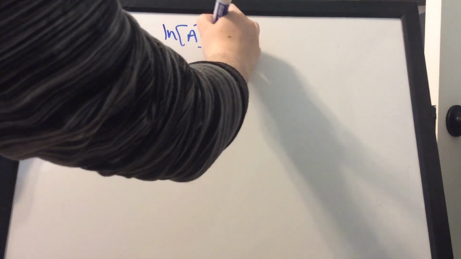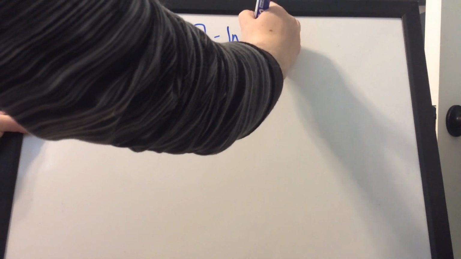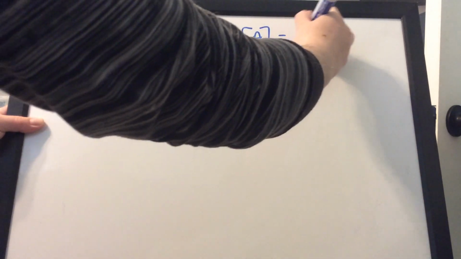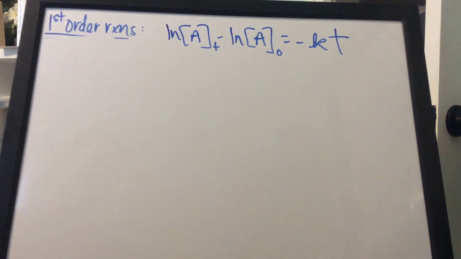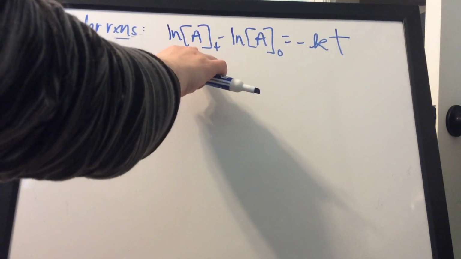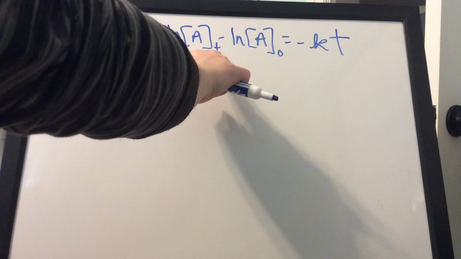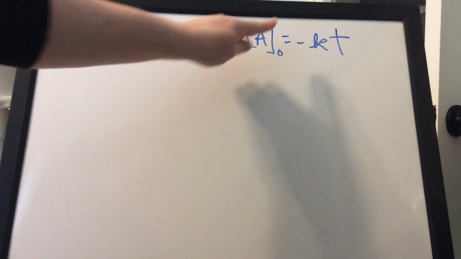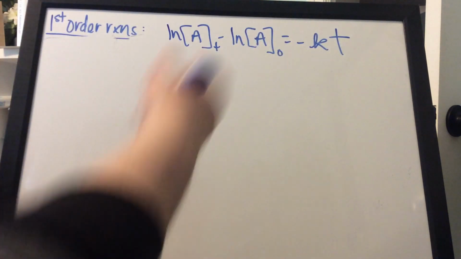And now we're going to talk about graphically what I can do to this. I'm going to rewrite this. Okay, now hear me out. I will explain to you why I'm going to do this. I'm going to solve this equation for the natural log of the concentration of A at time t. All right, so I want this by itself, which means I'm going to take this piece over to the other side. So I'm just going to add it.